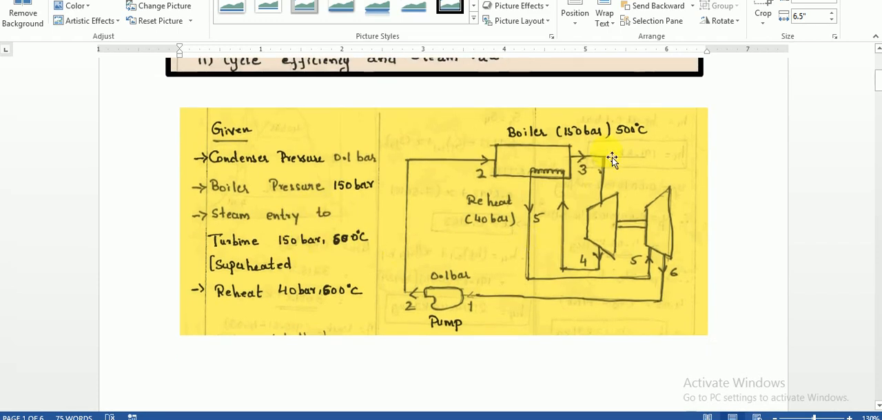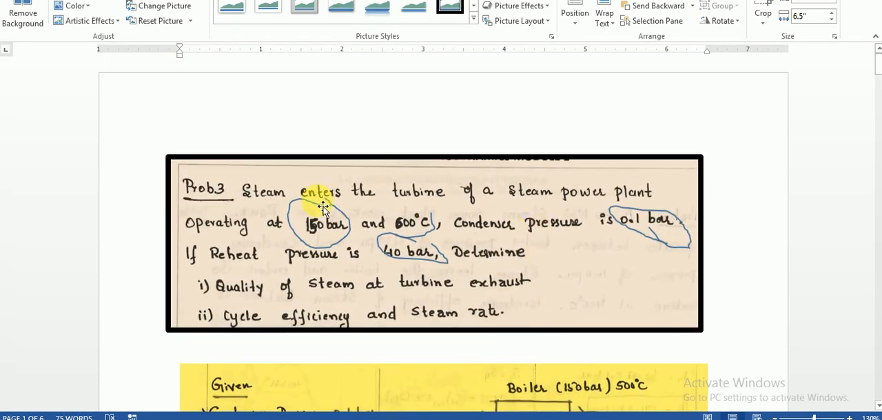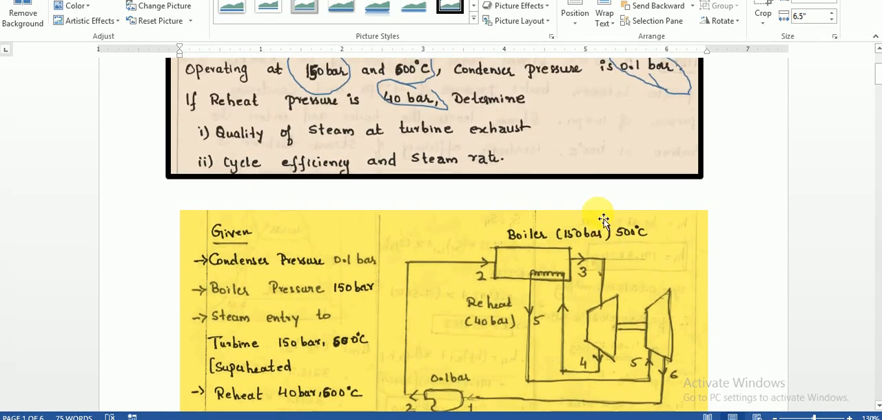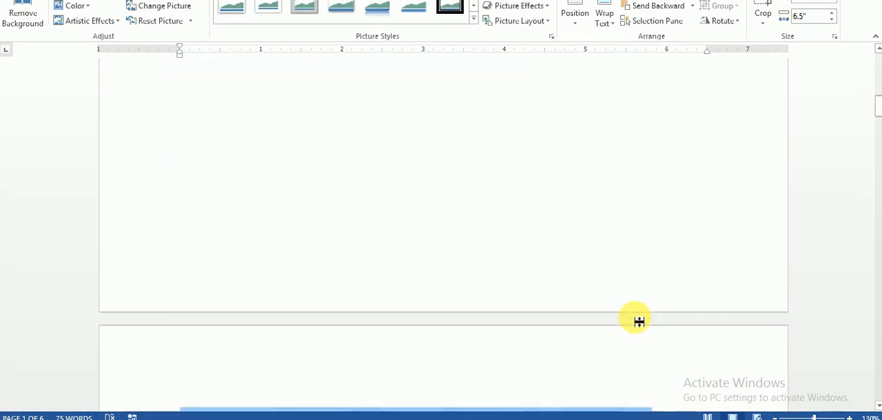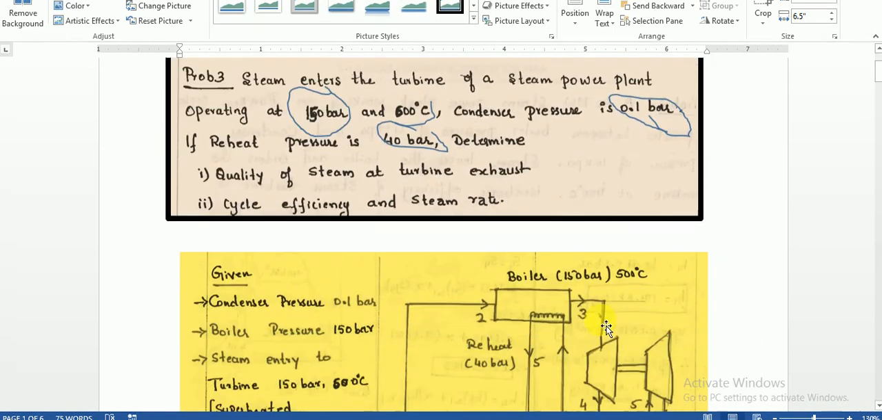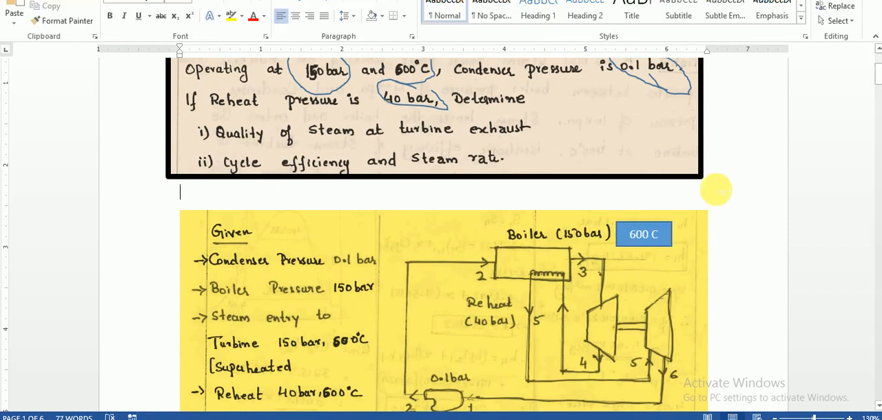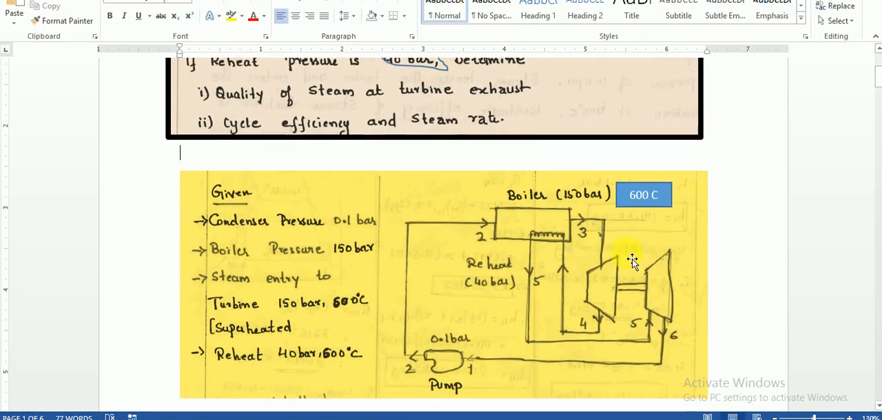So the layout of the Rankine cycle will look somewhat like this. The steam is pumped from 0.1 bar into the boiler at 150 bar and, sorry, how much is the temperature? If you look at the problem, it is 600 degrees Celsius. So there is a slight mistake. It is 600 degrees Celsius. Please correct this. So we have corrected it here, it is 150 bar and 600 degrees Celsius.